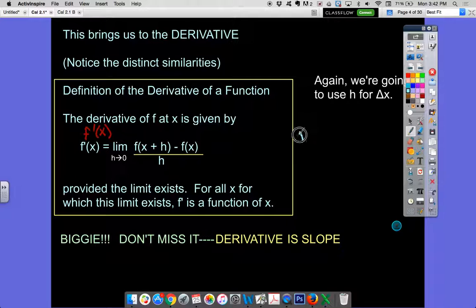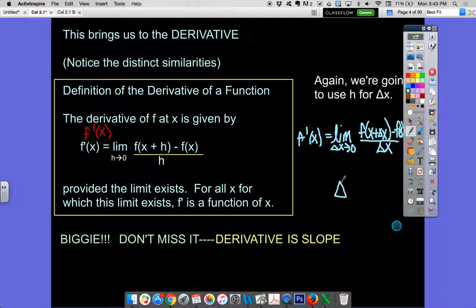Lots of times you will see upgraded versions of that where it means the exact same thing, and they will have the limit as the change in x approaches 0. And they will have over here f of x plus the change in x minus f of x, all over the change in x. So the h and the change in x are synonymous. So don't let that throw you off if you see it either way.